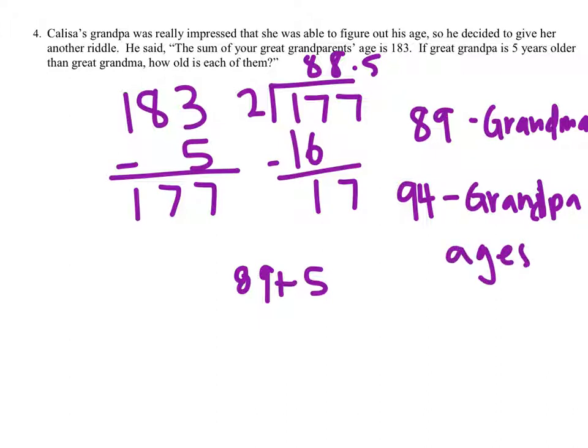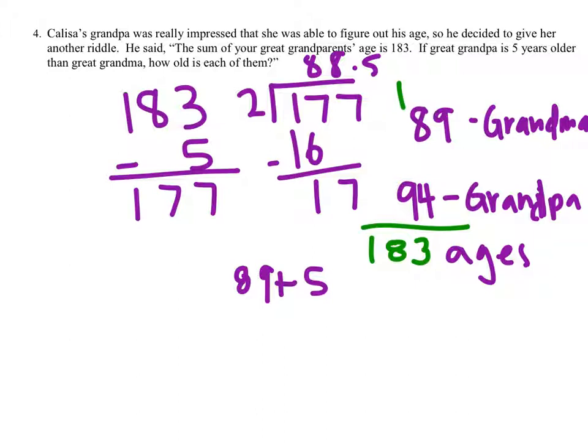All right, let's check and just make sure it works, right? So does it show that Grandpa's 5 years older than old Grams? Sure do. What if we add these 2 ages together? 9 plus 4 is 13, carry the 1. 183, so that checks off. There was just one thing in here that I want to point out.